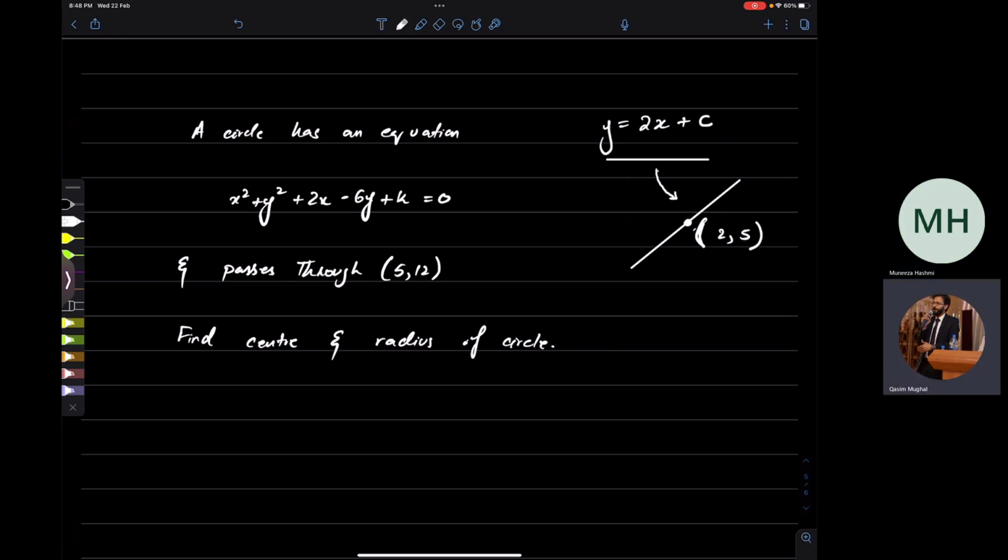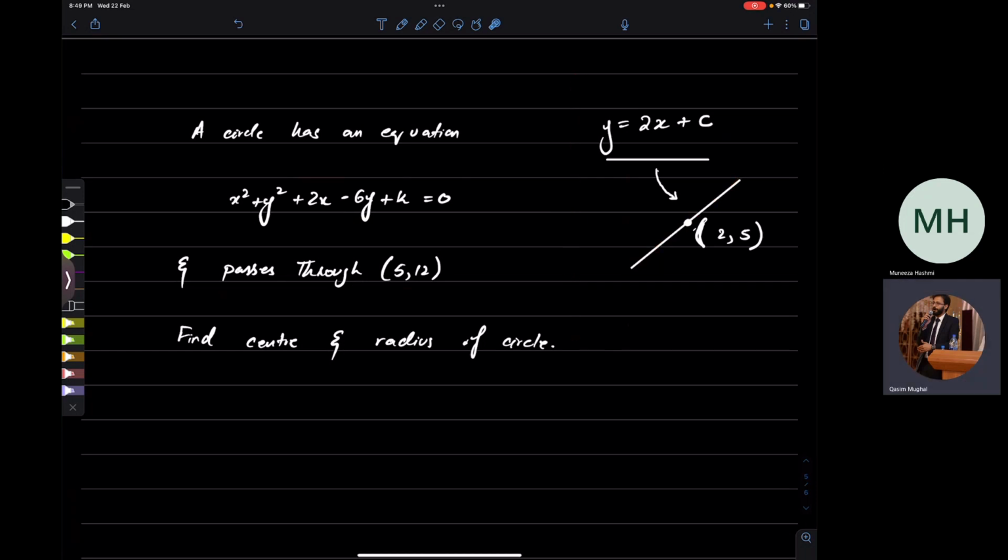Okay, the question is that a circle has an equation. This is the equation. If you look carefully, that's unknown here, that's k. But at the same time, the examiner is giving you that this circle is passing through the points 5 and 12. And he's asking you to find out the center and the radius of the circle. Before you start thinking about this unknown k and getting panicked, it's a very basic concept which we've been doing in O levels.